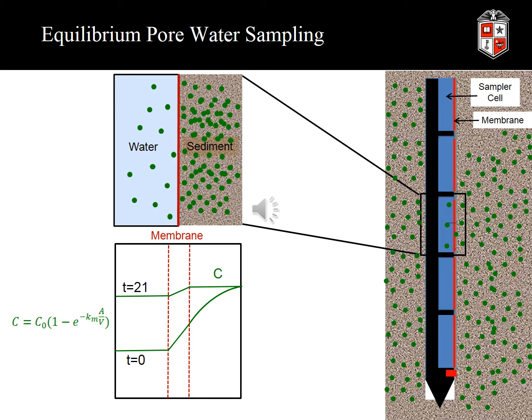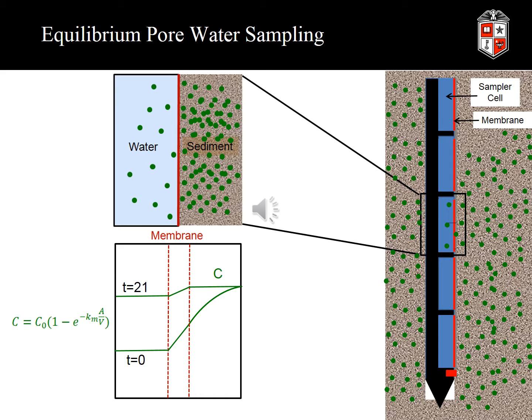The basic technology that we are using to develop the sampler is based on equilibrium pore water sampling. This technology has been around for over 50 years and essentially works by allowing a volume of water within the sampler, which is separated from the surrounding sediment by a porous membrane, usually 0.2 to 0.45 micron, to equilibrate with the sediment water over time.